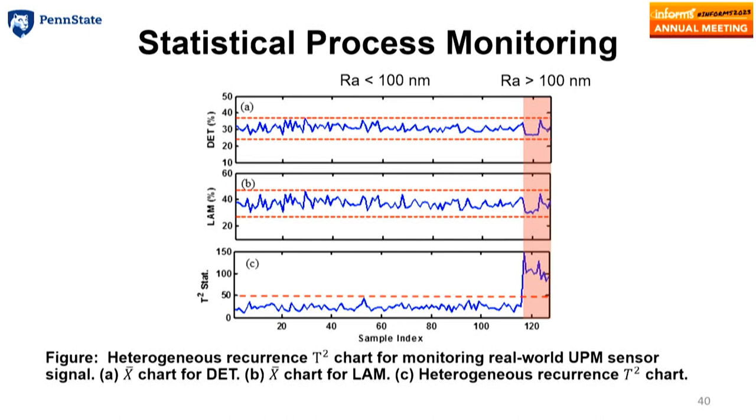Then based on the sensor signals, we can plot the transitions, and based on the transitions, we can extract the recurrence behaviors or the quantifiers. Then we can see that this is the traditional method, top panel, A and B, and this is what we have for the heterogeneous recurrence. We can see when RA changes, traditional methods cannot distinguish from the sensor signals. However, the new method can distinguish the behavior, the surface finish variations from the sensor signals.